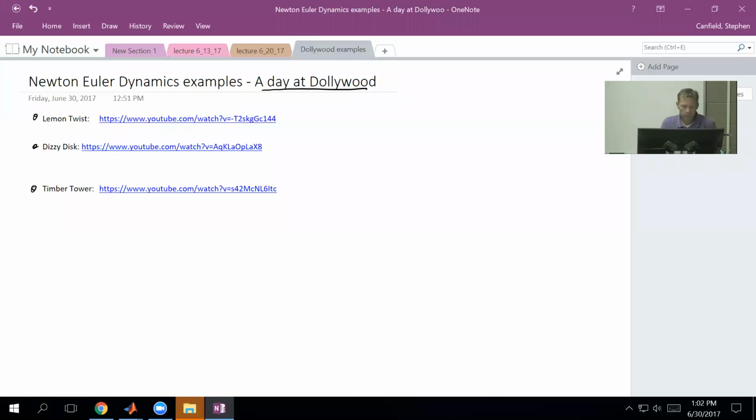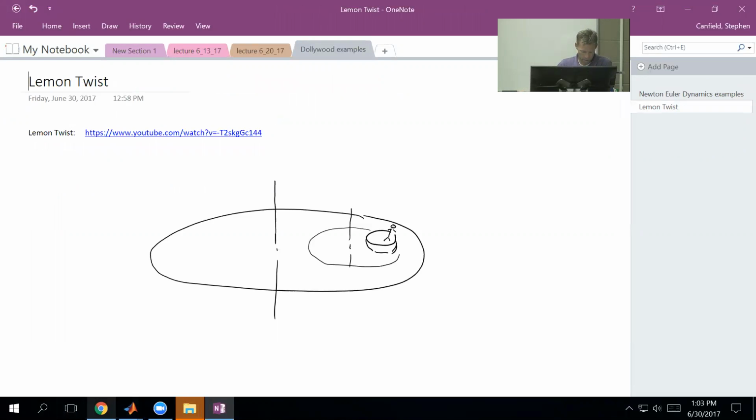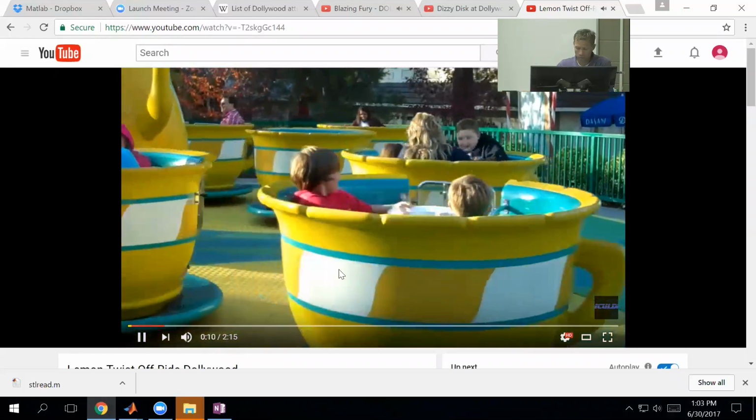In each of these, we're going to use Newton-Euler dynamics to better understand motion and/or forces associated with constraining components of the ride. The first one we're going to start with is the dizzy disc. Excuse me, the lemon twist. We're going to start with the lemon twist, and we'll jump here to watch a little bit of action from the lemon twist.